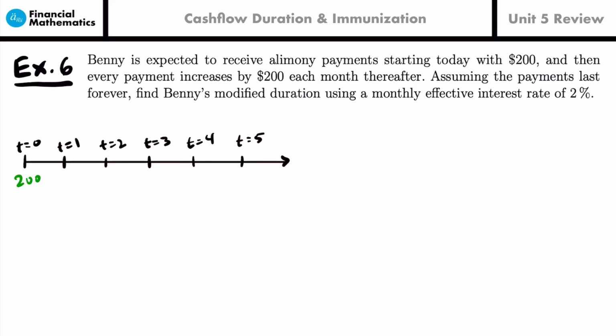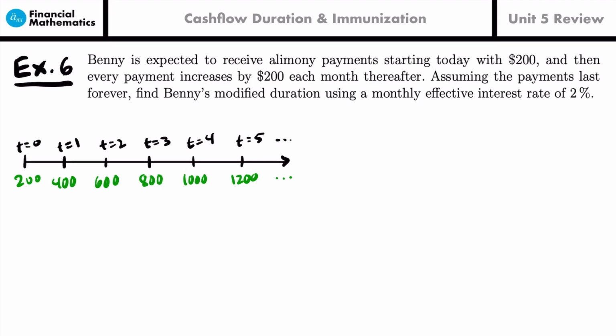This is going to go on forever because we're told to assume that the payments last forever. Okay, so this is going to be a perpetuity of some kind that we are calculating the modified duration of. All right, now every payment after the original increases by 200. So we'll have 400 at time 1, 600 at time 2, 800 at time 3, 1,000 at time 4, and then 1,200 at time 5. And of course, that would continue on forever, but I'm going to stop there. It doesn't make sense for us to draw out any more than that.